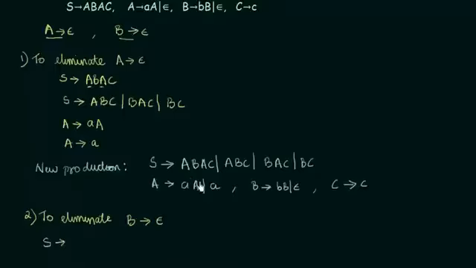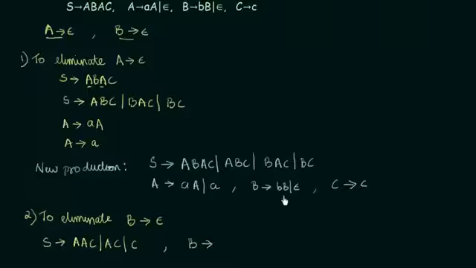S gives, now I have A, B, A, C. Now if I replace B with epsilon, what do I get? I will get A, C. And from here if I replace B with epsilon, I will get AC. And from here if I replace B with epsilon, I will again get AC, but AC is already there, so no need to write. And from here if I replace B with epsilon, I will simply get C. Okay, so this is what we get. And now let us do for this one.